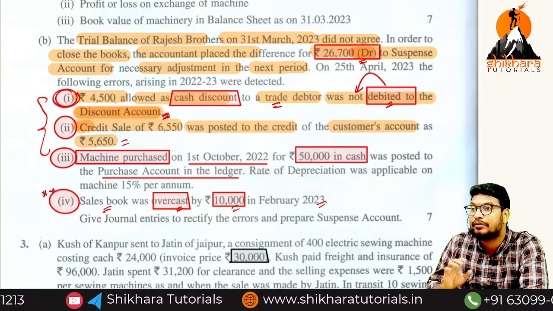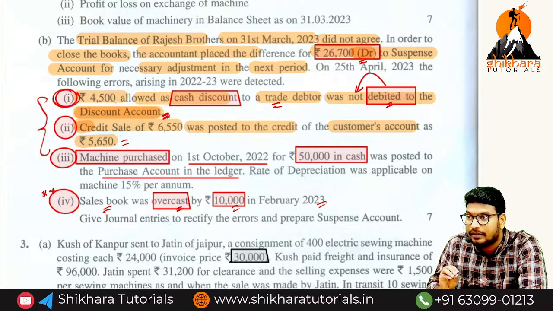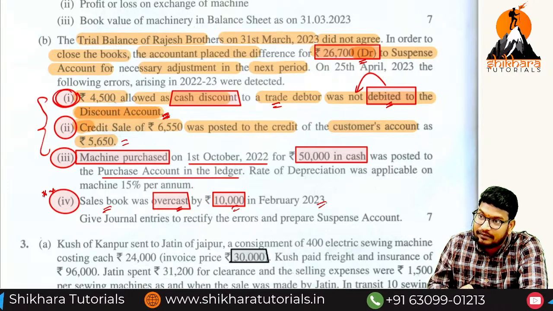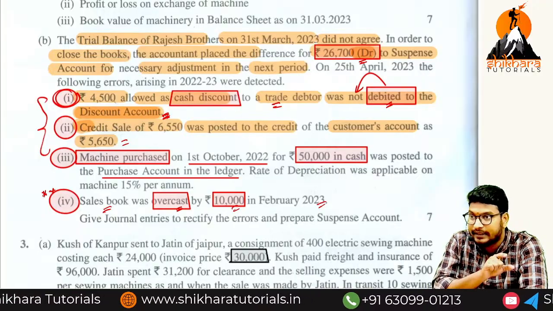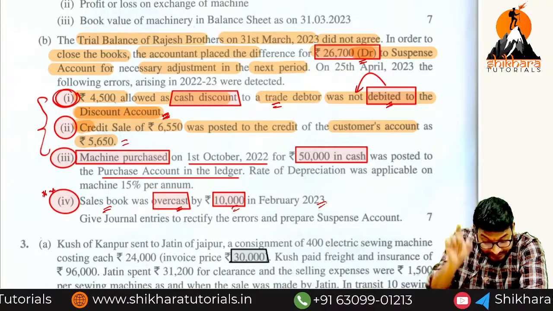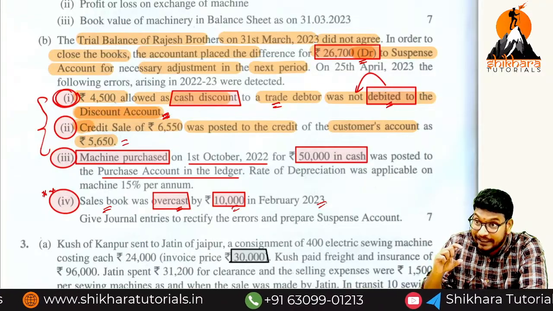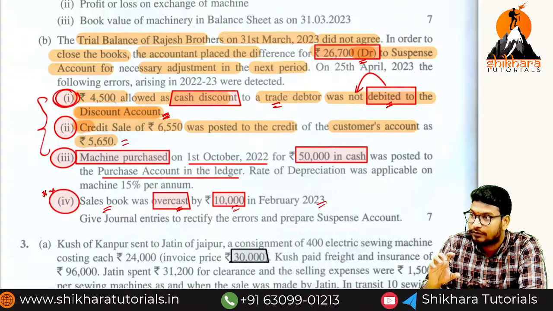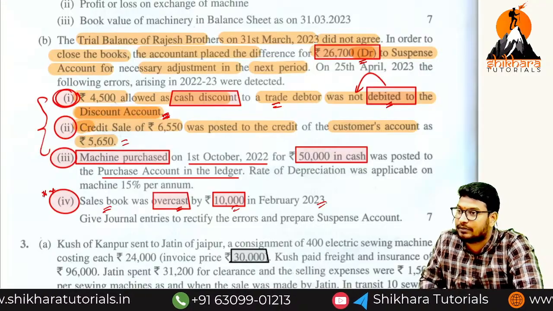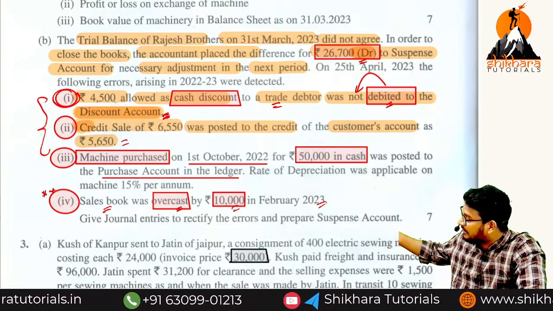In the customer account, which side do we need to record? Debit side. But unfortunately, they have recorded on the credit side. That means in order to cancel the credit, how much amount do we need to debit? 5650. And how much do we need to record? 6550. What is the total amount we need to debit? 12,200. So customer account debited to suspense account 12,200. The next one you can do easily.